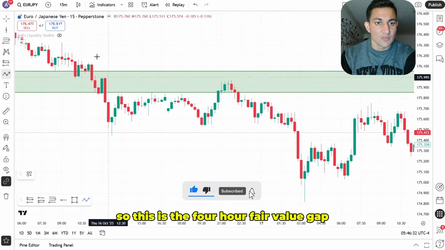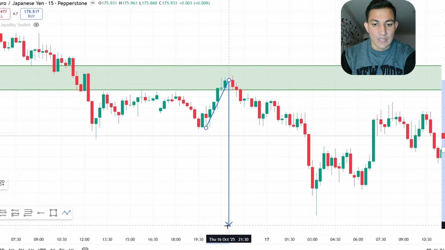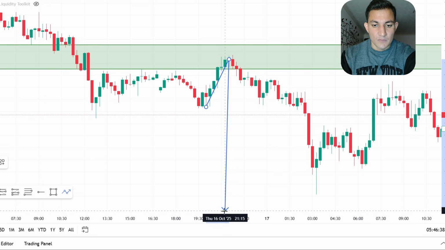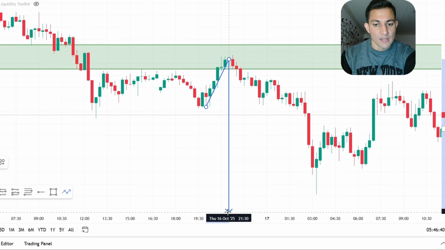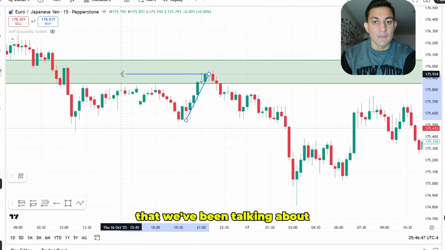So what we have here is the 4 hour fair value gap. Price comes up at a key time of day. Look down here, you can see the black line where it's 9:30. This is New York time, so this is the Asia session. Price hits this key 4 hour fair value gap that we've been talking about.